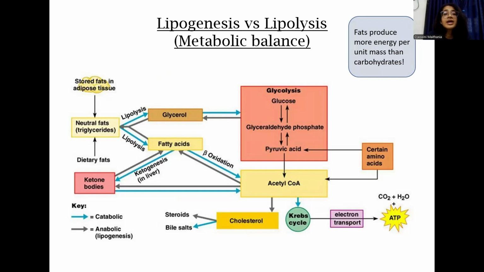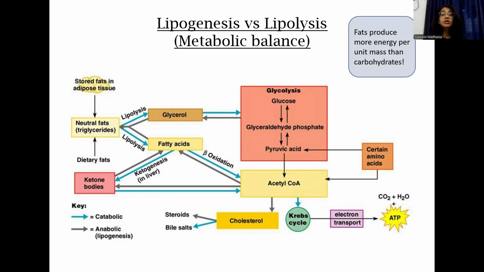Now, the fatty acids are composed of 16 or more carbon atoms, and for each cycle of beta oxidation that it undergoes, two carbon atoms are removed from the fatty acid to generate one molecule of acetyl coenzyme A, which then generates ATP.